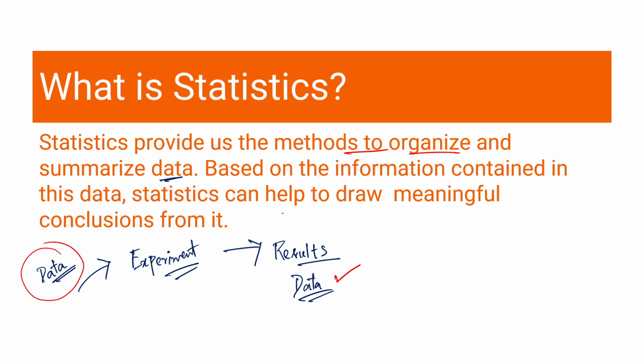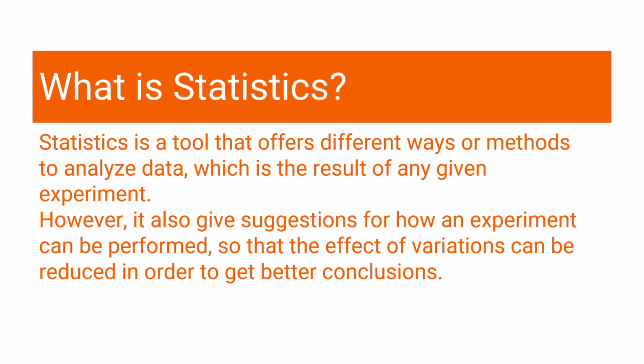So basically, based on the information contained in this data means what kind of methods you will perform to summarize or organize your results or your experiment. That should depend on the type of data. We'll also be seeing what the types of data are. All right, so in this slide it is already mentioned that it offers ways or methods to analyze the data, in which the result of any given experiment can be understood.